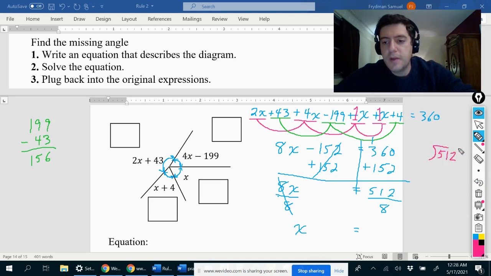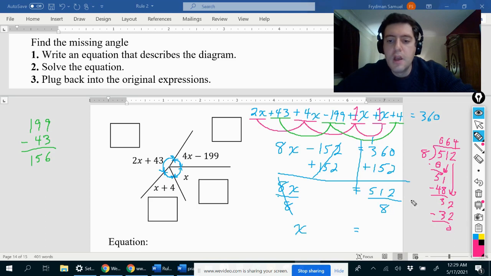512 divided by 8. 8 does not go into 5. 8 goes into 51 6 times. So 6 times 8 is 48. 51 minus 48 is 3. Bring down the 2. 8 goes into 32 four times, since 4 times 8 is 32. Subtract, we get 0. Nothing else to bring down. We're done. So x is equal to 64.